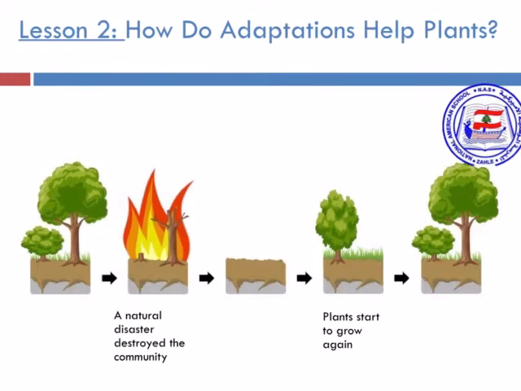First, we had a forest with plants and trees. For some reason, this forest got on fire and it got destroyed with the communities that live in it. So now we have a bare land that only has soil. After a while, plants will start to grow again and they will keep growing until they form a new forest and a new community in this environment. And this is what we call succession.